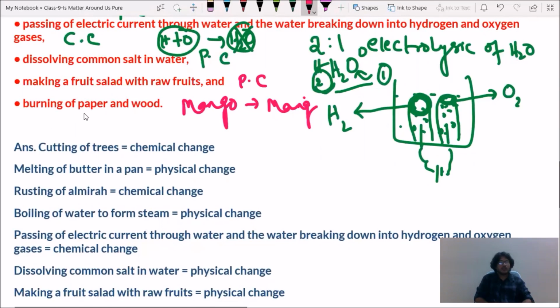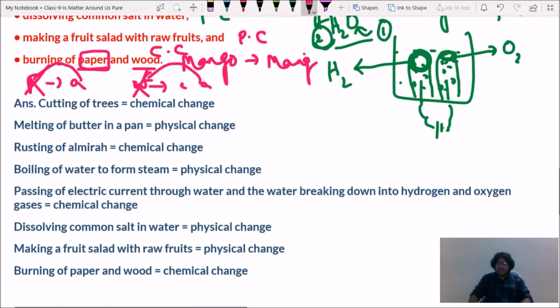And burning of paper and wood. If you burn any paper, that paper will become ash and wood will become some charcoal or ash, and by converting it again we cannot get wood, and by converting this one we cannot get paper, hence it is a chemical change. Like that, we need to identify physical changes and chemical changes.